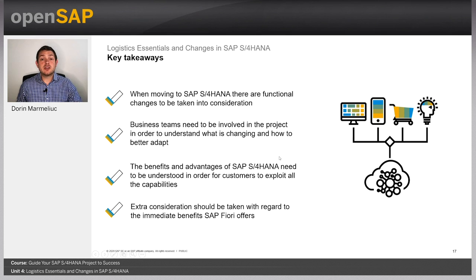That's all we have in regards to questions, but let's review a couple of key takeaways of this session. When moving to SAP S4HANA, there are functional changes to be taken into consideration. Business teams need to be involved in the project in order to understand what is changing and how to better adapt. The benefits and advantages of SAP S4HANA need to be understood in order for customers to reap all the capabilities. Extra consideration should be taken in regards to the immediate benefits SAP Fiori offers.